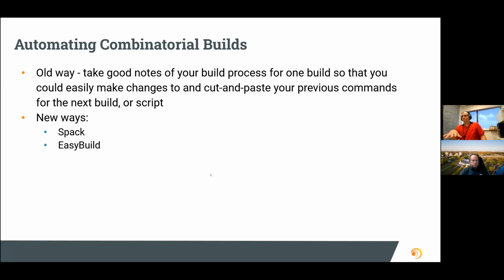Now, we talked about combinatorial builds and how work can quickly grow exponentially once you keep adding more and more packages or combinations to your build process. So the old way of doing this was basically taking good notes of your build process so you could cut and paste your previous commands, make whatever changes you need, and then run them again. Time-consuming and tedious. There are new ways. There are two different applications that automate this. There's Spack and EasyBuild.